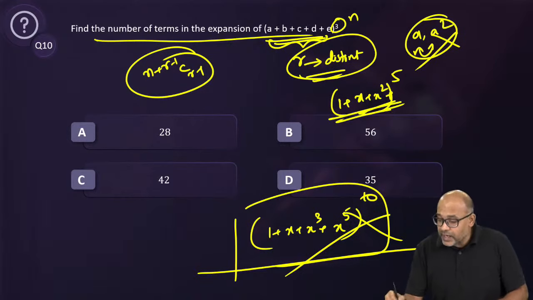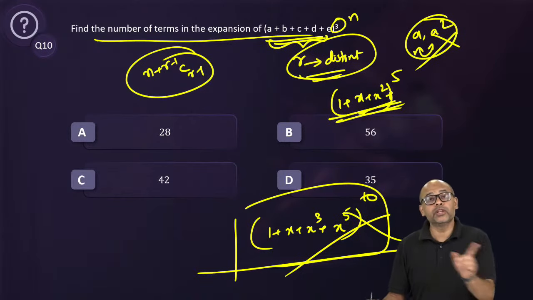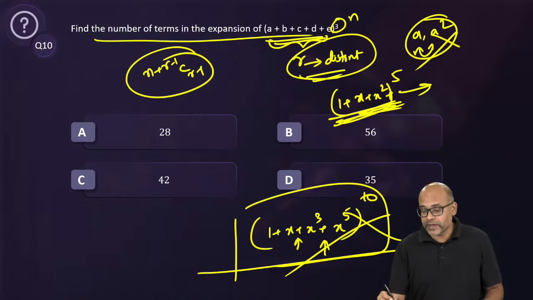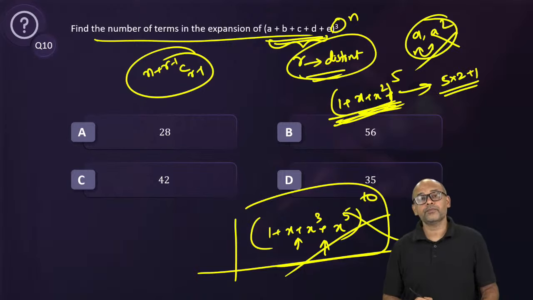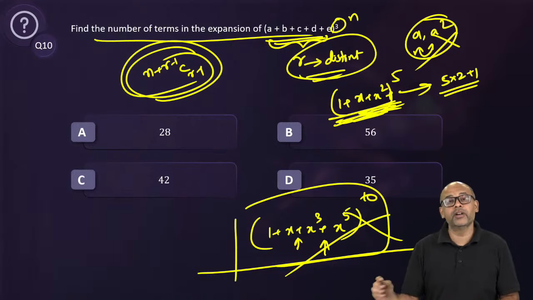But if this comes continuous from 1 to X power N, continuous, nothing is missing. Here if you notice, X square is missing, X power 4 is missing. So it's difficult. But if nothing is missing, then straight away the number of terms will be 5 into 2 plus 1. 5 into 2 is 10 plus 1. Right? That is a straightforward answer.